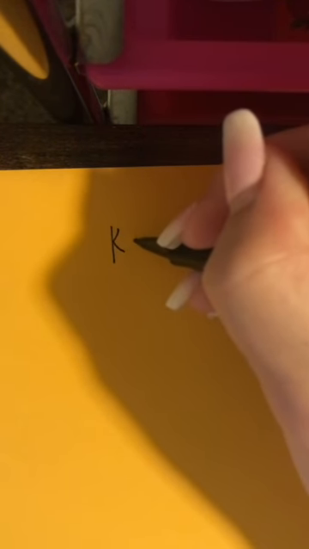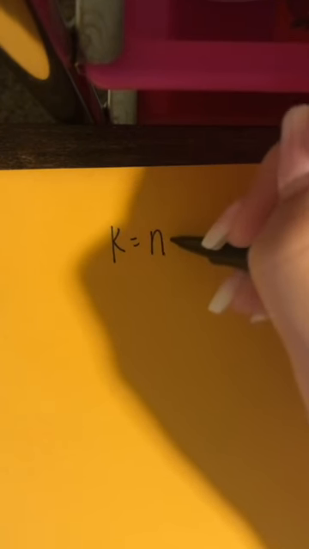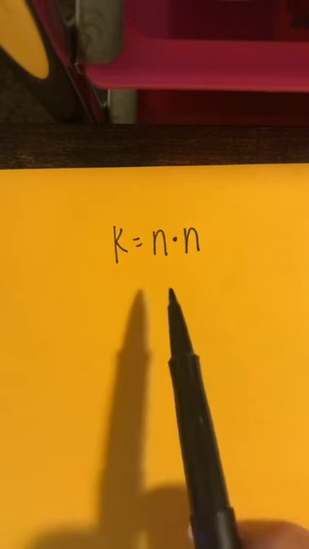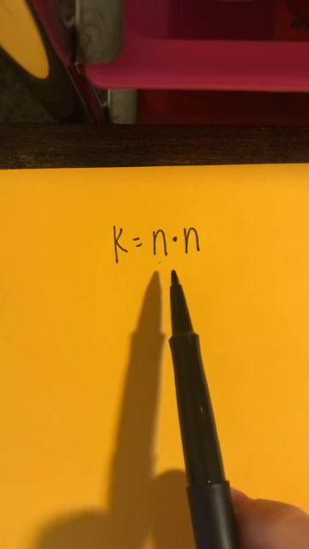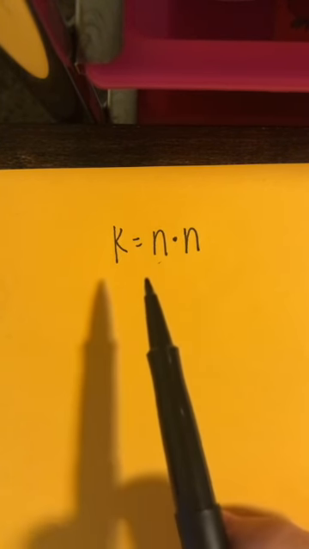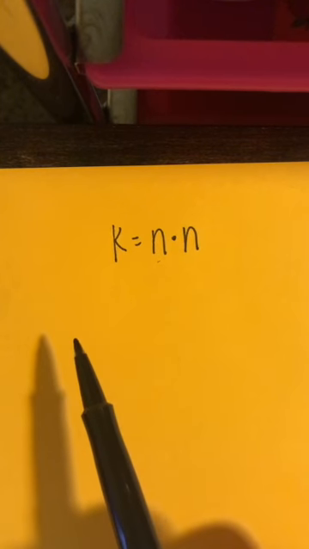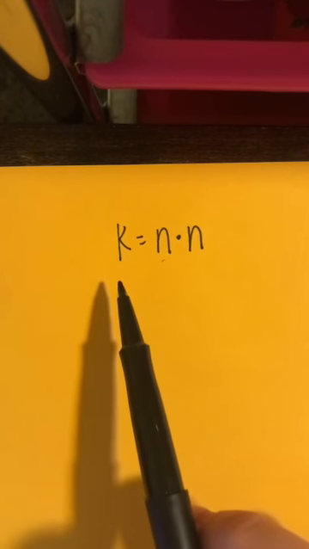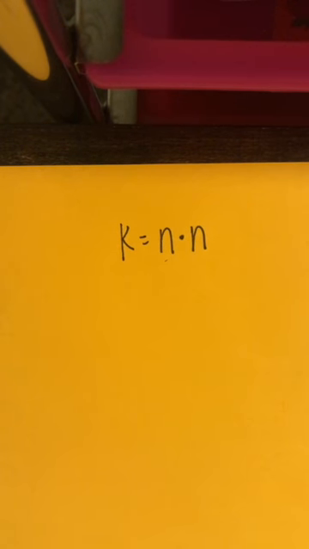So the rule of a sequence might be expressed as a formula. A formula for the sequence of perfect squares would be k equals n times n. This variable n here represents the position of the term. So it could be the first one, the second one, or the third one. And then k represents the value of the term. So this could have been 1, 4, 9, as we saw in our previous example.